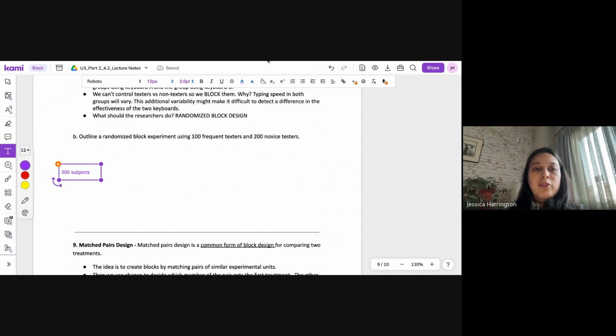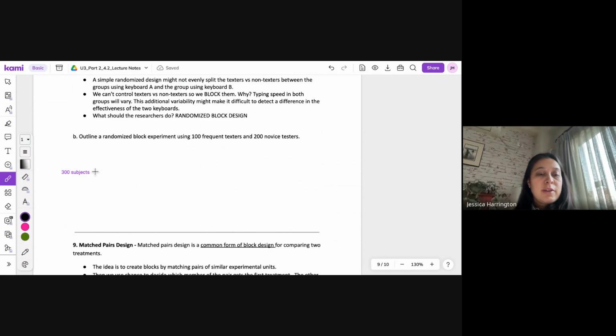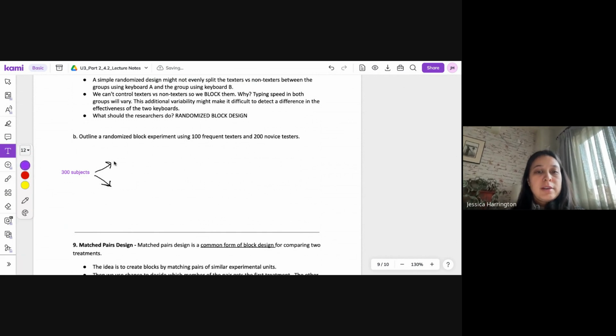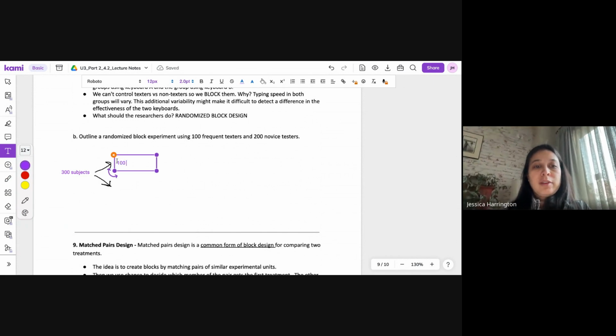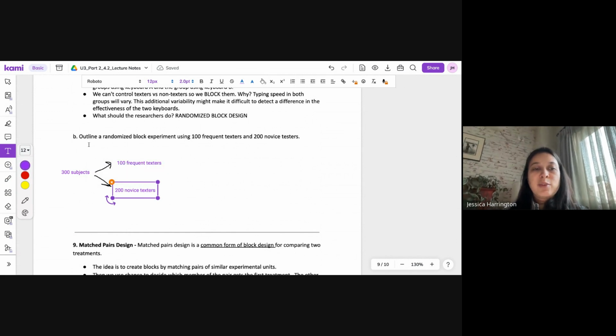So what are we going to do? We are going to block them based on their experience. So let's do this. We have our experienced texters going up here, and then we're going to have our novice texters going here. So this will be 100 frequent texters, right? And then down here, we're going to have our 200 novice texters. I see that says testers, it's supposed to be texters, right? So we've blocked our design. So there's the blocking part.